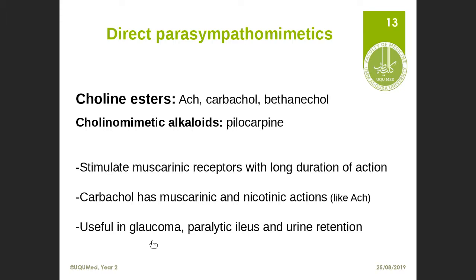They are used in glaucoma. What is glaucoma? We will discuss in detail in the next slides. Paralytic ileus and urine retention. Paralytic ileus is a disease in which there is some type of inflammation or obstruction of the small intestine, so that when the food is passing from your stomach into the small intestine for absorption, the small intestine muscles are not working properly, or the muscle tone is weak. It is called paralytic ileus. So these direct parasympathomimetics are used to treat paralytic ileus, glaucoma, as well as urine retention.